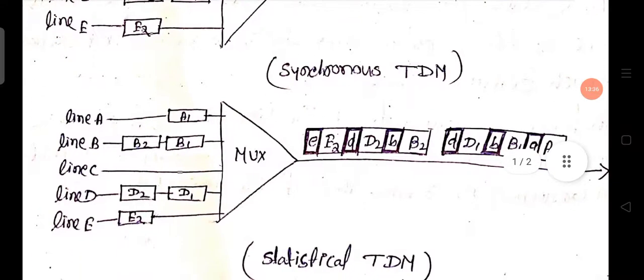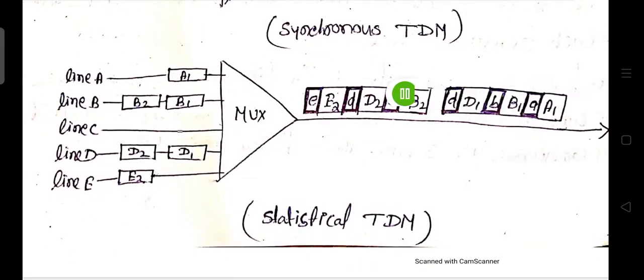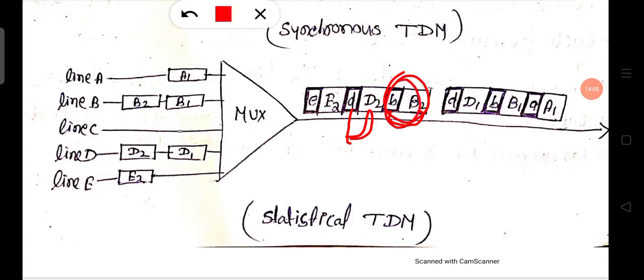But in statical TDMA there is no such predefined pattern, because there is no gap. After E, after D, there is no C, directly there is B. If we don't use address, then the decoder or output side would not understand which data this is. If we don't use the address, this B2 may be taken for line C, and there is misunderstanding. So there is no fixed pattern in statical TDMA, so we use address.